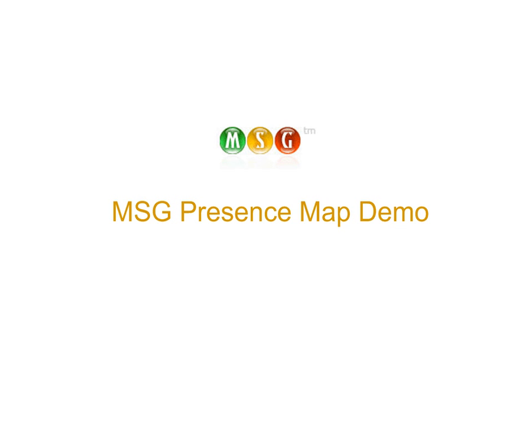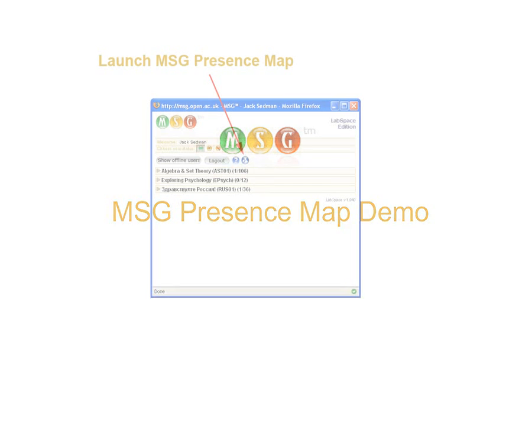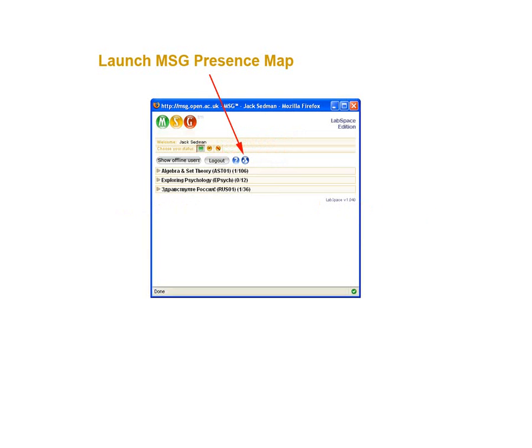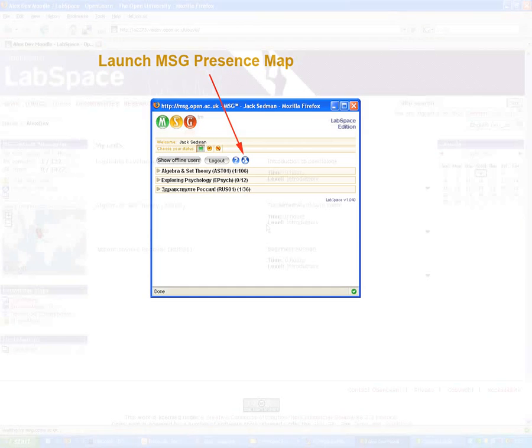MSG is a web-based instant messaging system. This short video demonstrates the presence map functionality we have built into MSG. The presence maps can either be accessed via the MSG client, as shown here, or it can be accessed via the MSG Moodle integration block, as we will now show.